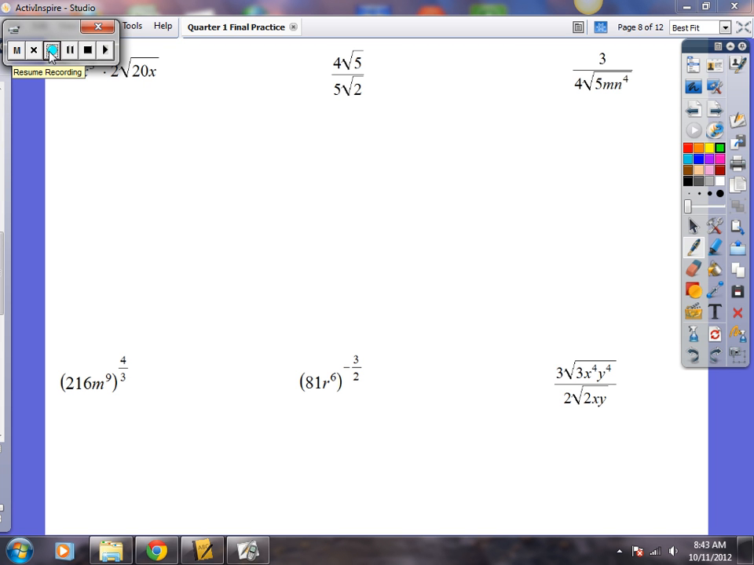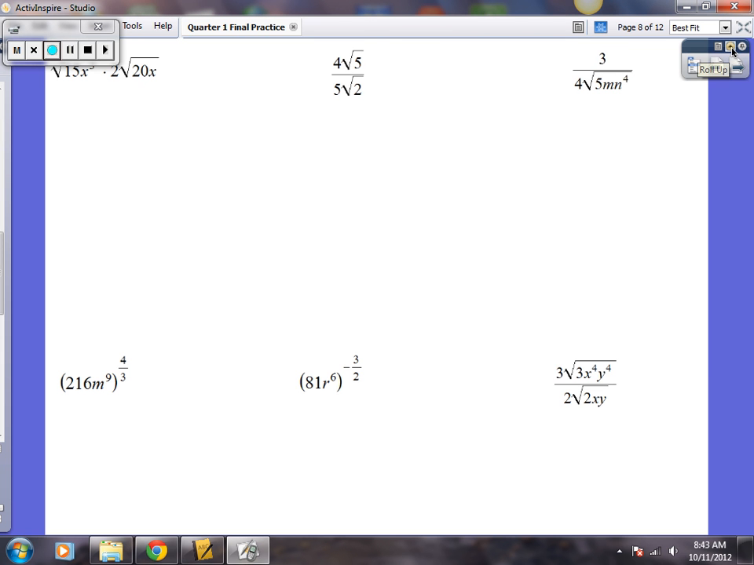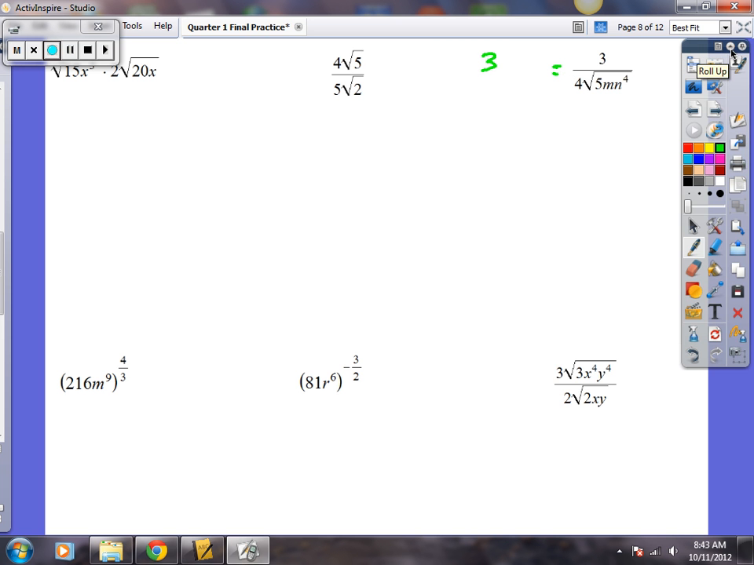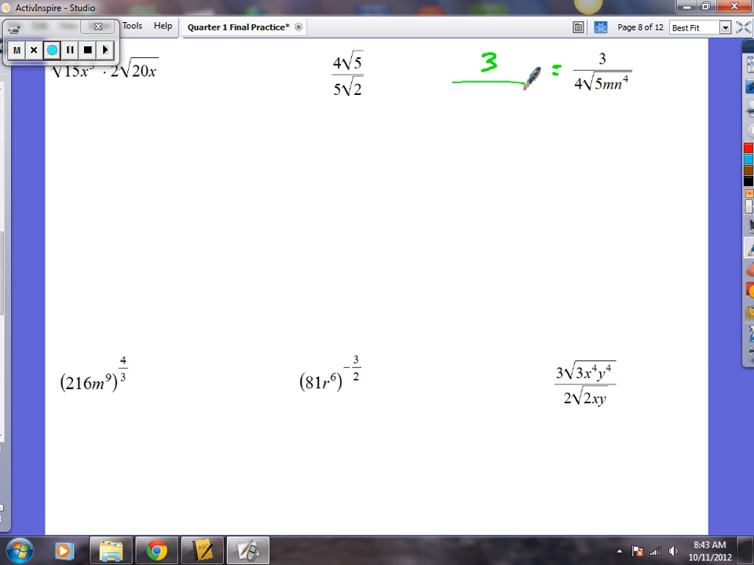Alright, okay, this third problem, you look at it and 3 and 4 are not going to simplify. So is there anything you can pull out of the radical in the denominator? You can pull out some n's. On top, that's going to stay the same. On bottom, you're going to have 4. It's a square root, so you can pull them out in sets of 2. There's n to the 4th, so I'm going to pull out 2 sets of them times 5m. Okay, so that's your move number 1.